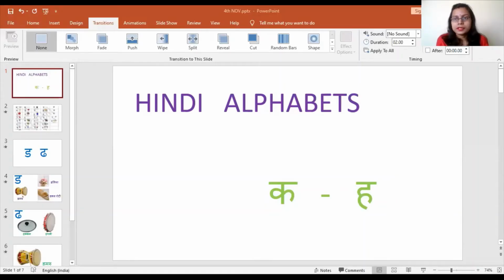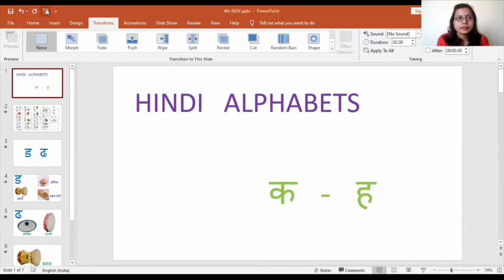Today we are going to learn some new letters. They are actually alphabets. You know that we are doing alphabets and we have already completed vowels. They were a to a. After vowels, we have started with the consonants. So consonants are from k to h.